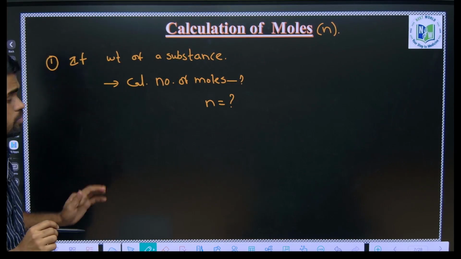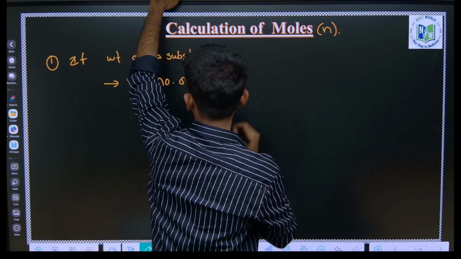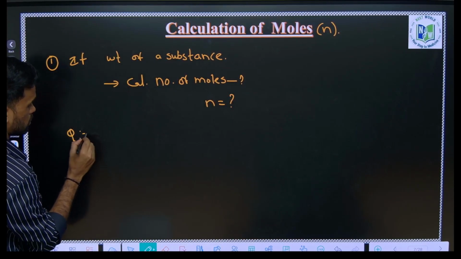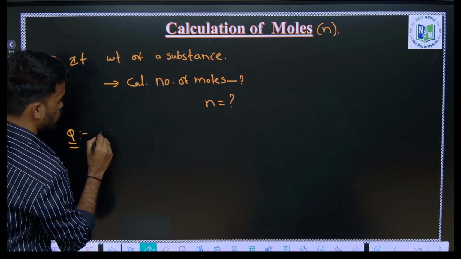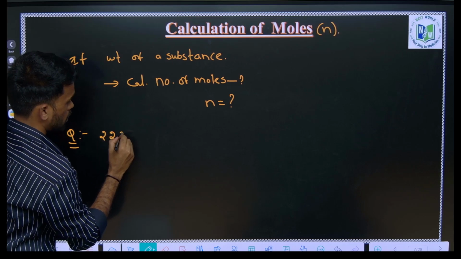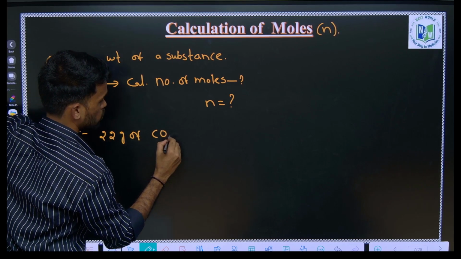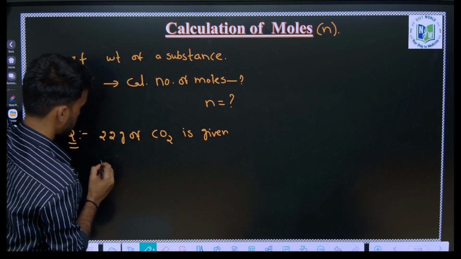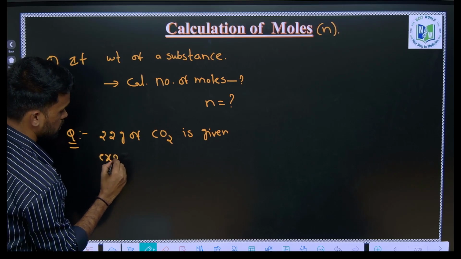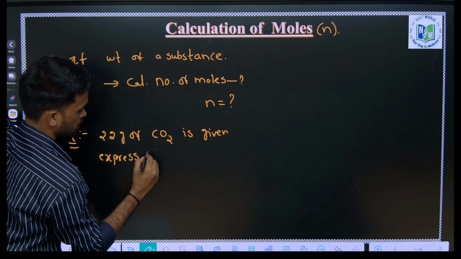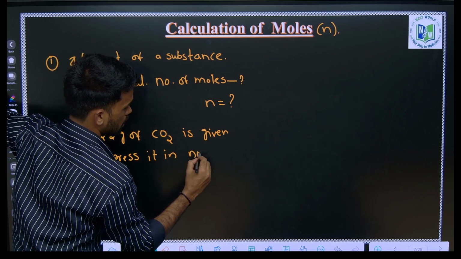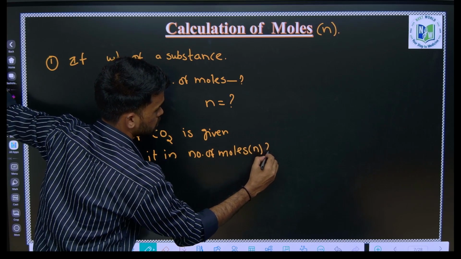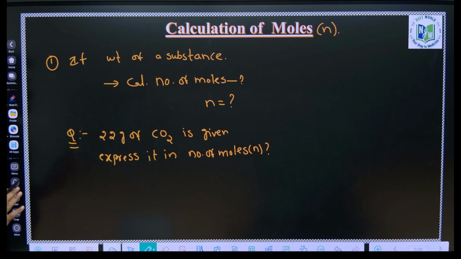Okay. So now, for example, let us see one question. Here I am giving you 22 grams of CO2. Express it in number of moles. So this is a basic question they may ask us. Okay. So if they ask like this, how do we do it?